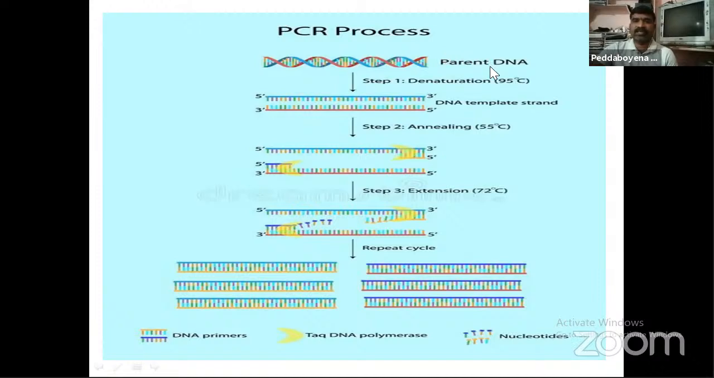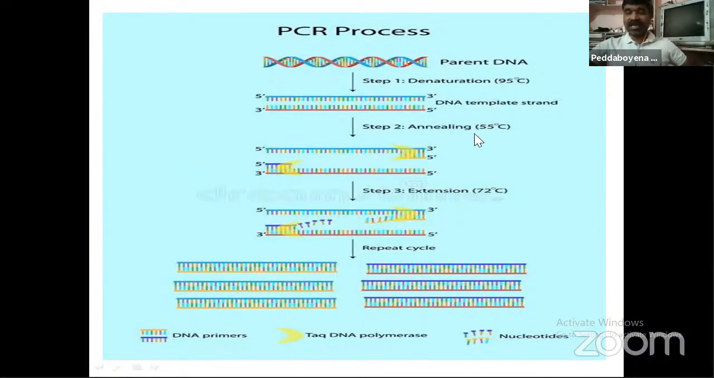So this is the parent DNA, and step one is denaturation. At 95 degrees centigrade, one is the 5 prime to 3 prime strand, the template strand, and the other is the opposite polarity 3 prime to 5 prime strand. Both strands are separated as two template strands. This process is called denaturation. It occurs in the presence of a specific temperature, 95 degrees centigrade. That is very important.